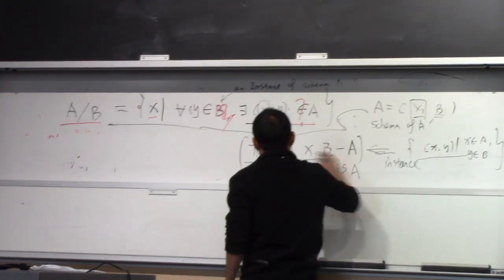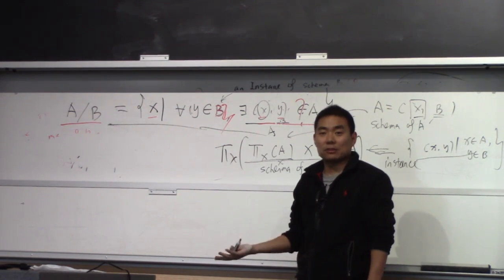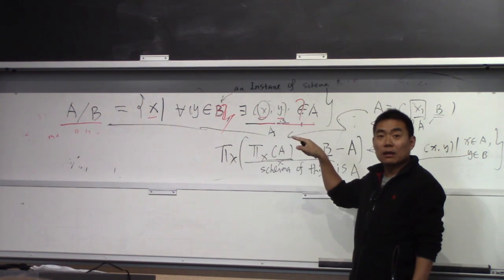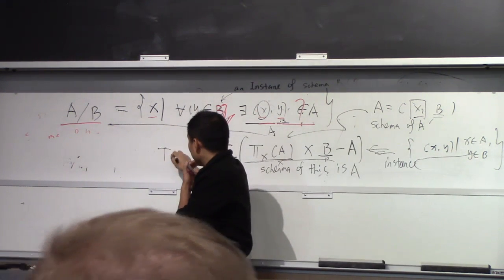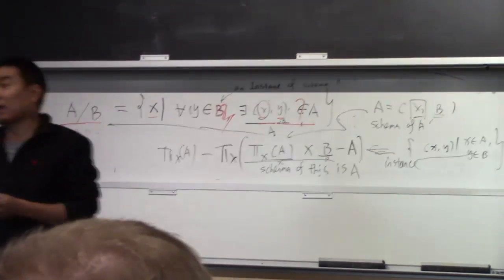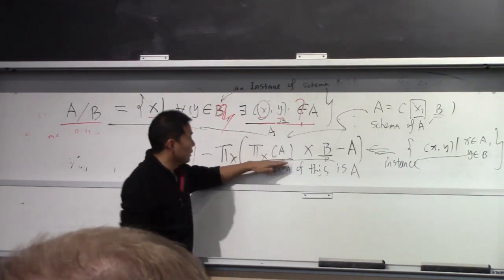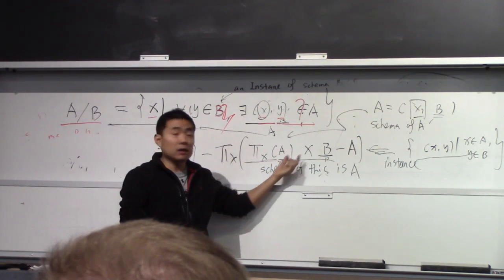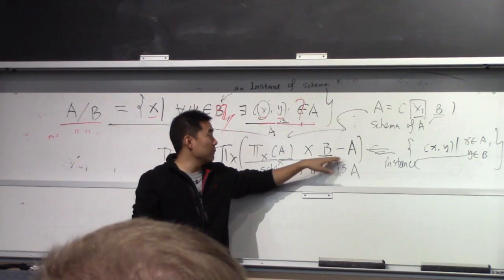Those are what we call disqualified X, because they match with at least one Y from B, but not in the original A. So you take all the X from A again, minus away them, and that's what you want. Those are the X who pair with all the Y's. Another way to understand this is, if an X from A does pair with all the Y's in the original A, the subtraction will take all of them out. All of those guys will be part of this.